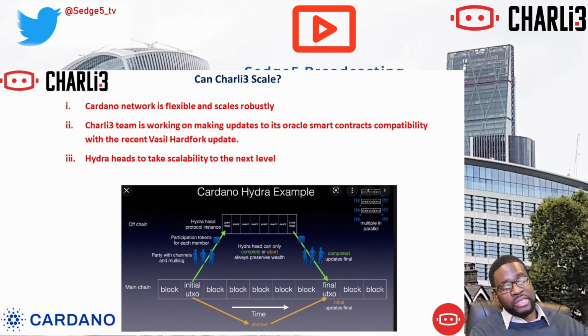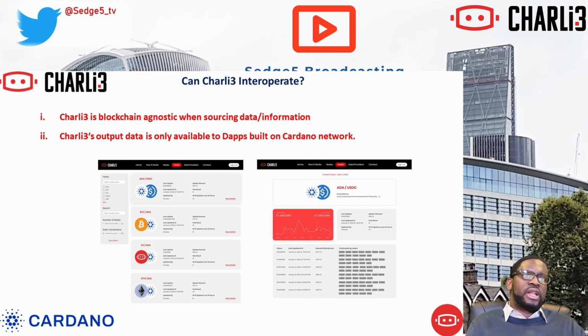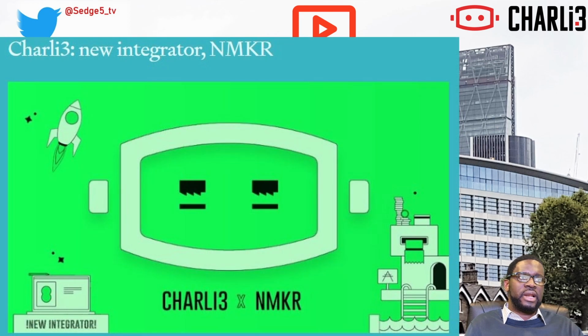What about interoperability? This is the ability of a project to work across its own boundaries. Charlie 3 is blockchain agnostic in that it sources data from various sources, both on-chain and off-chain. It then aggregates the data via its nodes before making it available to the Cardano network. As far as working with other blockchains, once the data has been aggregated, we can only assume that Charlie 3's output data is only available to decentralized applications built on the Cardano network.